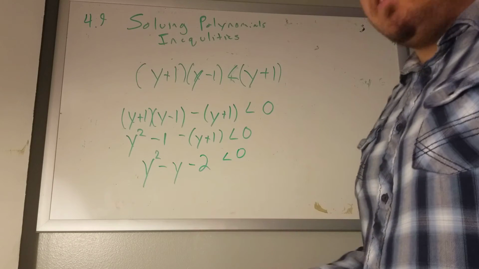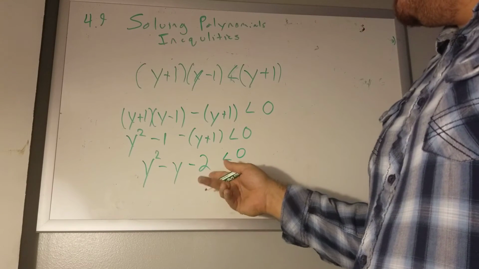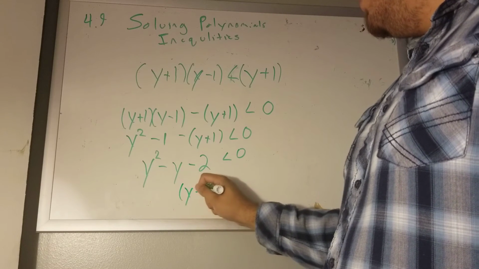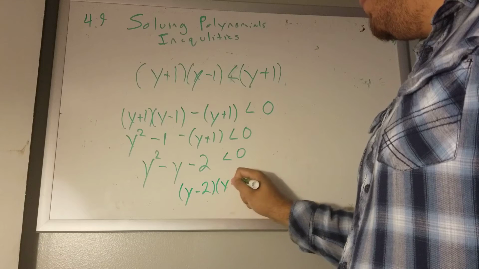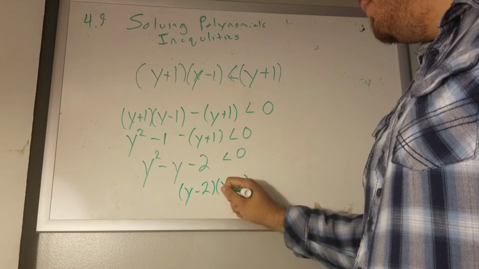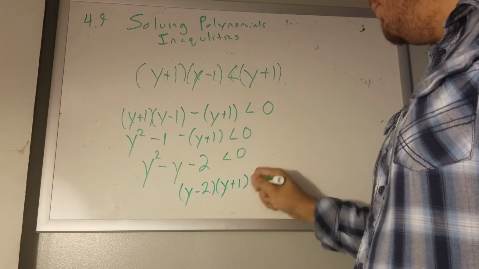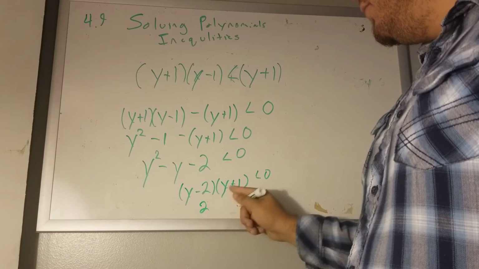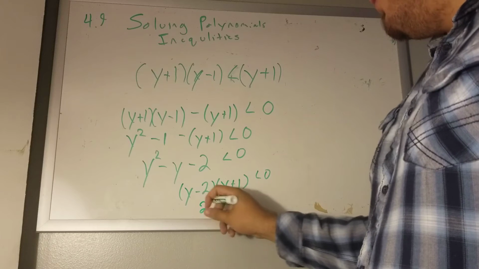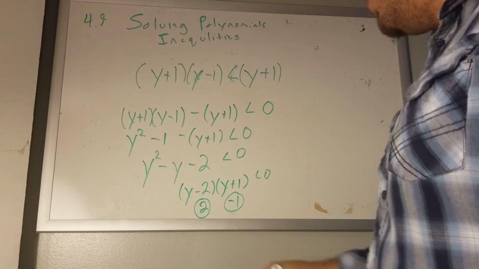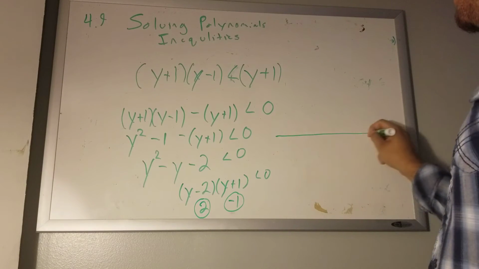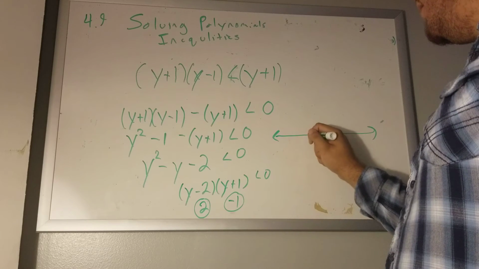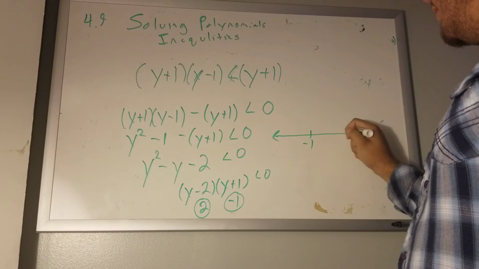From here, we want to factor that out. So things that multiply to negative 2, that add to negative 1, that's y minus 2 and y plus 1, I'm sorry, plus 1. So less than 0. So we want to find our roots. In here, it's going to be positive 2 and negative 1. We just found our root points. We're going to use this on our number line to test the inequalities. So the inequalities here are from negative 1 and 2.